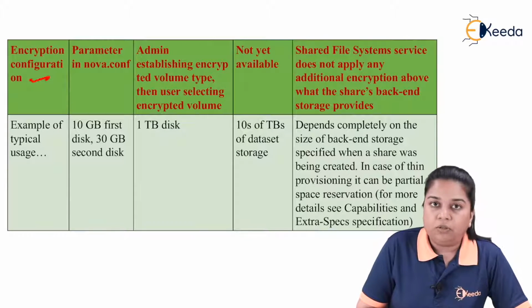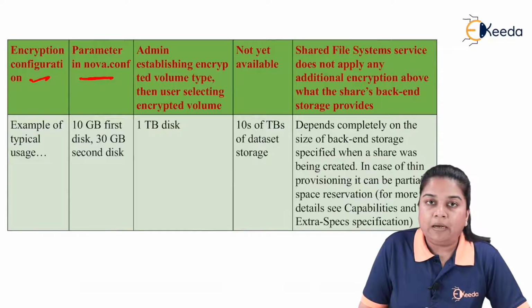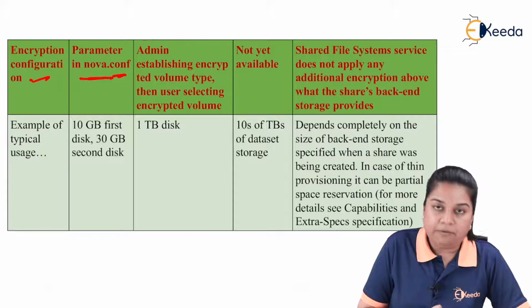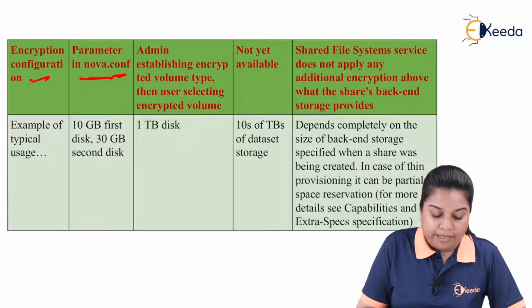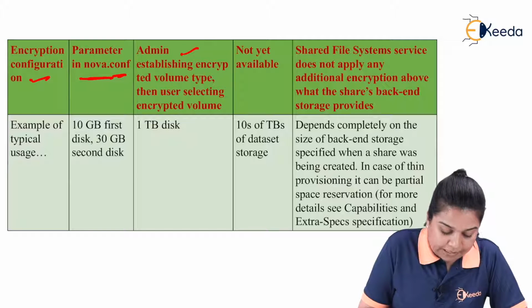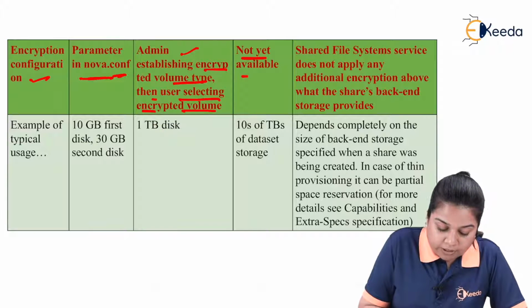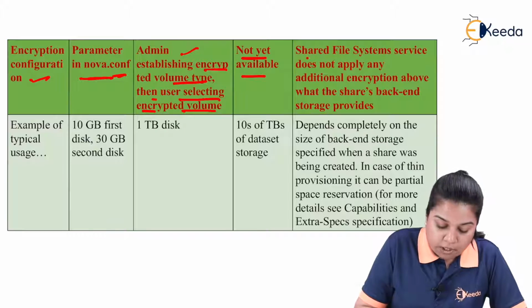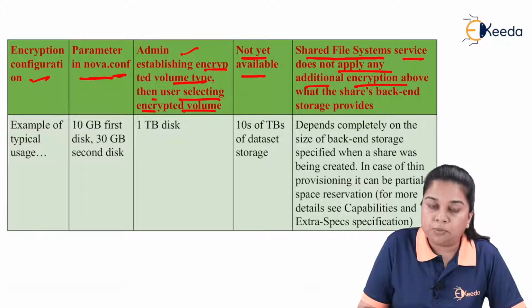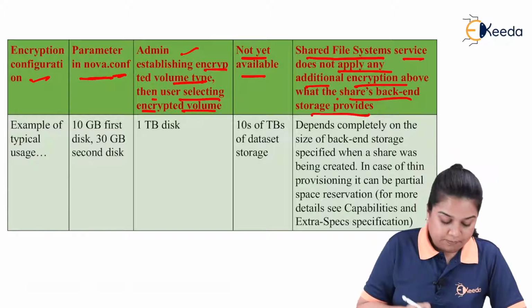Then encryption configuration in ephemeral storage, parameter in nova.conf, that is configuration. Then in all the three types of persistent storage, admin establishing encrypted volume type, then user selecting encrypted volume. Then in the next one, not yet available, and the other one, shared file system service does not apply any additional encryption above what the share's backend storage provides.